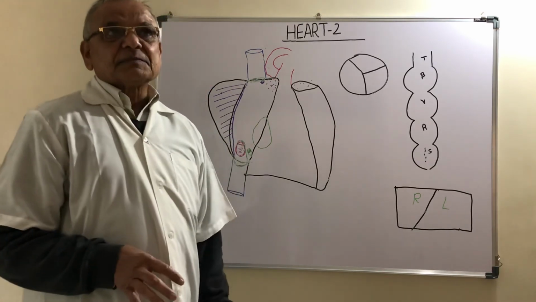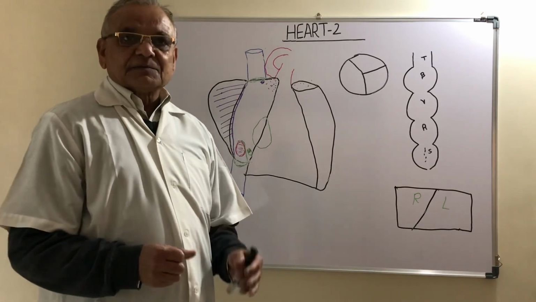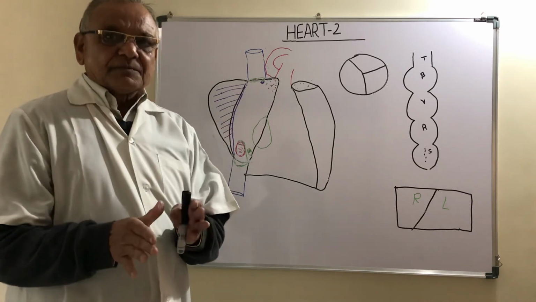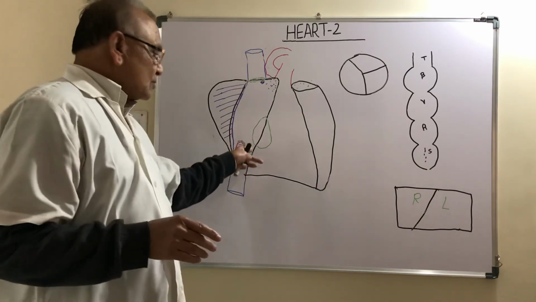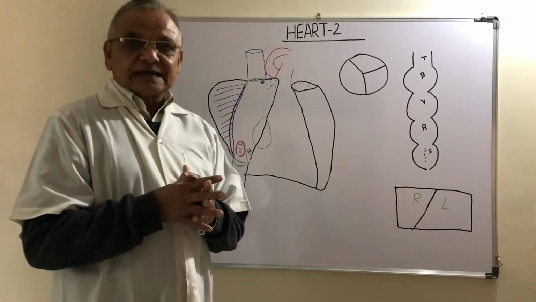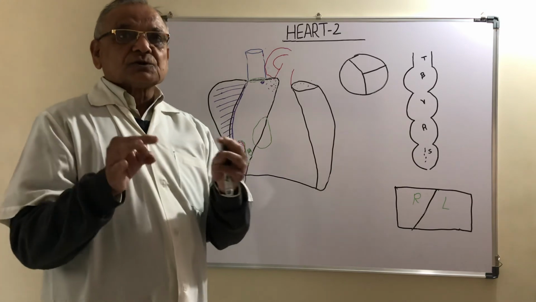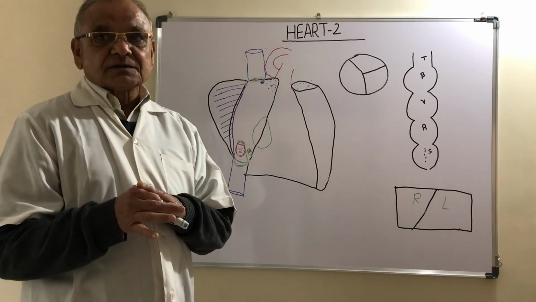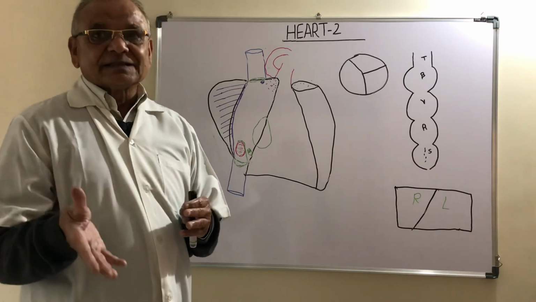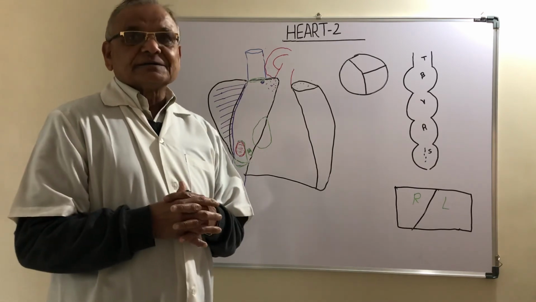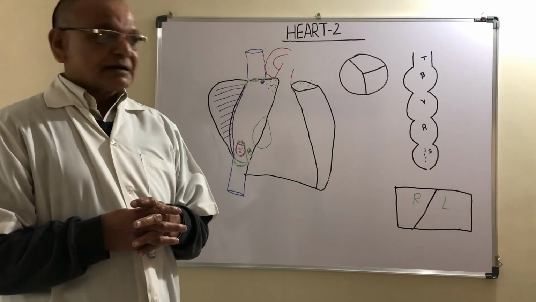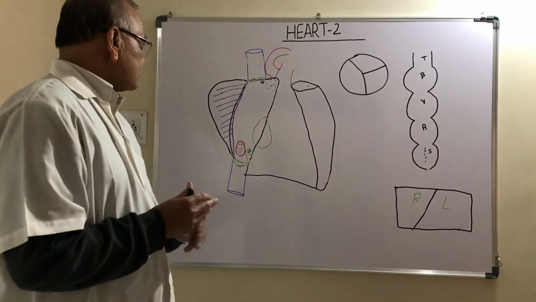When the right atrium contracts, the size of the right atrium is reduced. At the same time, the size of the coronary sinus opening is also reduced. So the semilunar valve of the coronary sinus closes the opening, so blood does not go back into the coronary sinus. In other words, blood is not regurgitated from the right atrium to the coronary sinus.